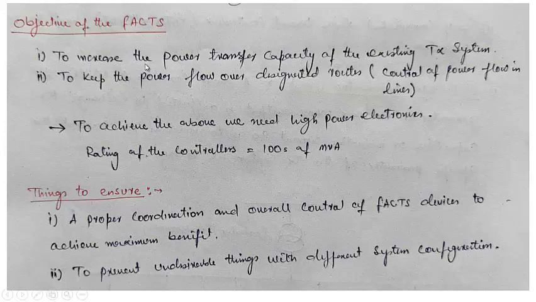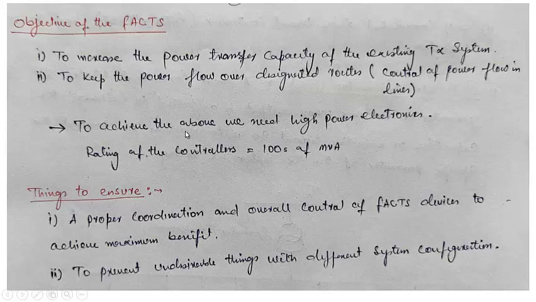So it is used to increase the power transfer capability of the existing transmission system and to keep the power flow over designated routes, control of power flow in the lines. Sometimes we have to change the length of the line by increasing or decreasing the reactance of the line. In that case, we can change the power flow through the lines. So that's what is meant by keeping the power flow over the designated routes.